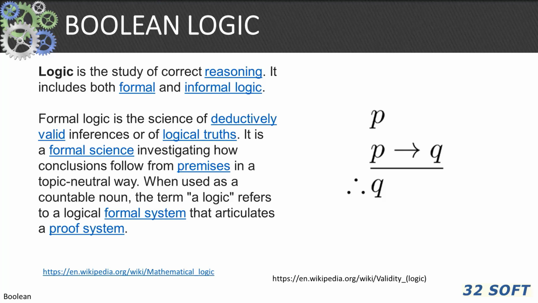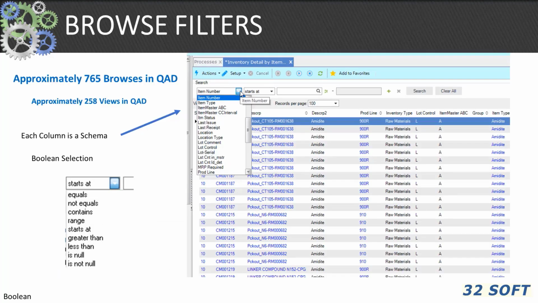It is a formal science of investigating how conclusions follow from premises in a topic-neutral way. Boolean logic is a primary skill required to analyze and assess the data available in QAD. From 3.21.2, transaction by item browse, to 3.1.15, to Boolean selections in views, QAD makes extensive use of Boolean logic.